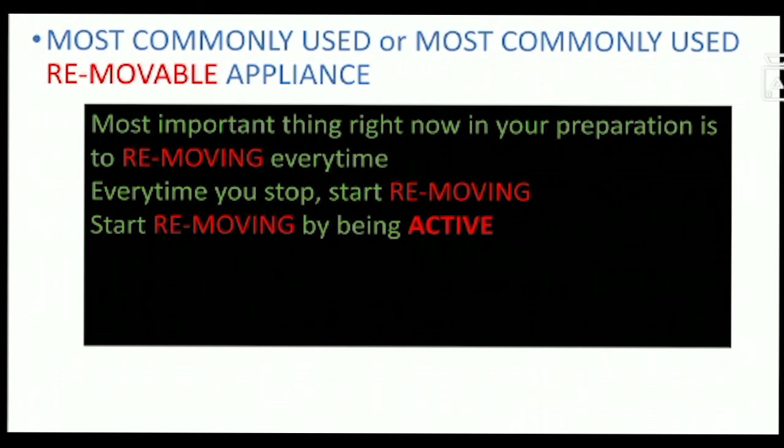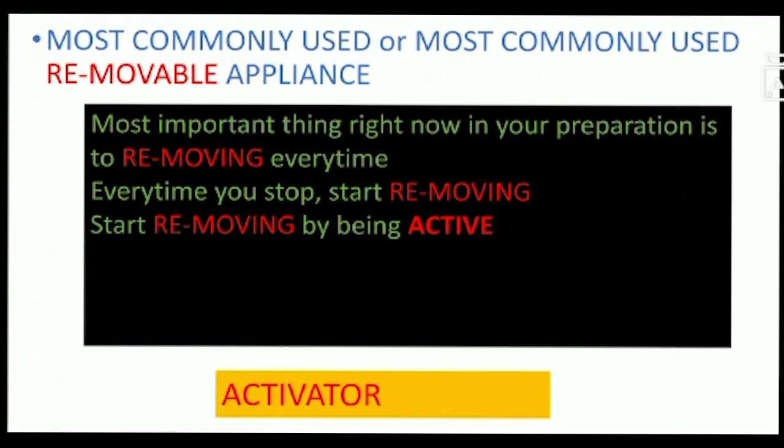So the most important thing right now in your preparation is re-moving every time. Every time you start removing, start your movement again, start becoming active. Start re-moving by being active. So obviously the most commonly used removable appliance is the activator. So right now what is the most important thing for you to re-move again and again? Obviously to be active. In this way you can remember the most commonly used removable appliance is the activator.